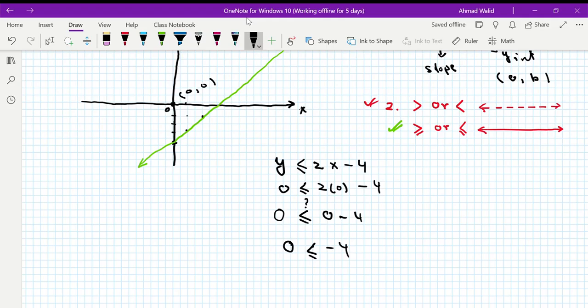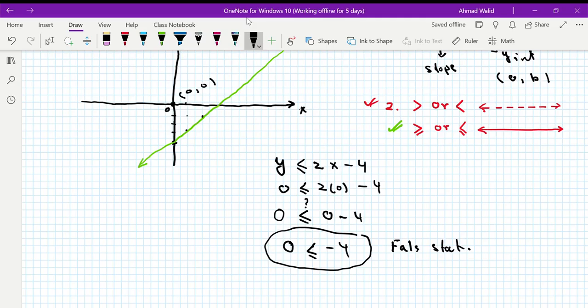When you plug in, you look to see if this statement is true or false. Is 0 less than negative 4? Definitely not. 0 is greater than all negative numbers. Then you end up with a false statement, correct? It's a false statement. If you end up with a false statement, the other side of the line will be your solution. The other side means where the points you didn't plug.